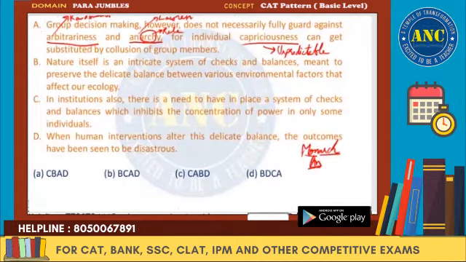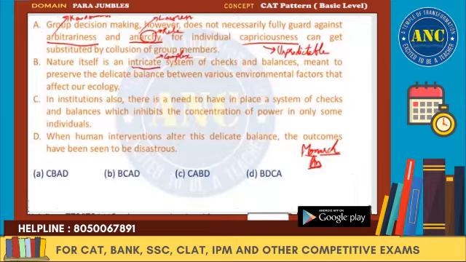Capricious is unpredictable nature. Alright, so let us try and look at the answer options to see if that will help us. We thought that looking at the answer options is one way in which we can speed up the process, work in a more efficient way. So if you look at the answer options here, you know that B and C are the only two possible introductions. So let's look at B and C. B says nature itself is an intricate. Intricate is complex. So nature itself is an intricate system of checks and balances meant to preserve the delicate balance between various environmental factors that affect our ecology.